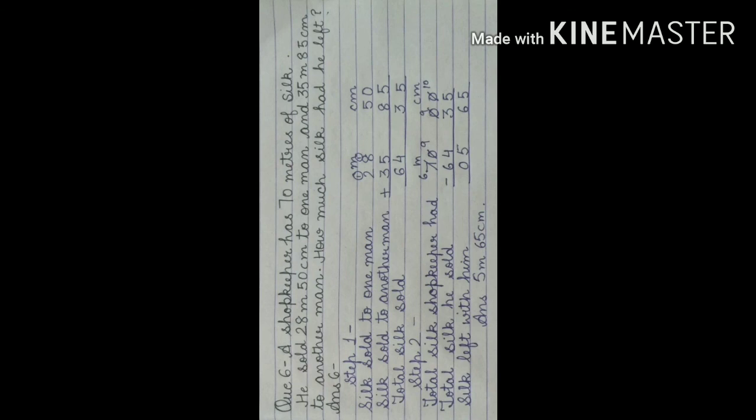Step 1, silk sold to one man 28 meter 50 centimeter. Silk sold to another man 35 meter 85 centimeters. When we will add, we will get total silk sold, which is 64 meters 35 centimeter. In step 2, total silk shopkeeper had 70 meters and total silk he sold 64 meter 35 centimeter. When we will subtract, we will get the answer silk left with him, which is 5 meter 65 centimeters.